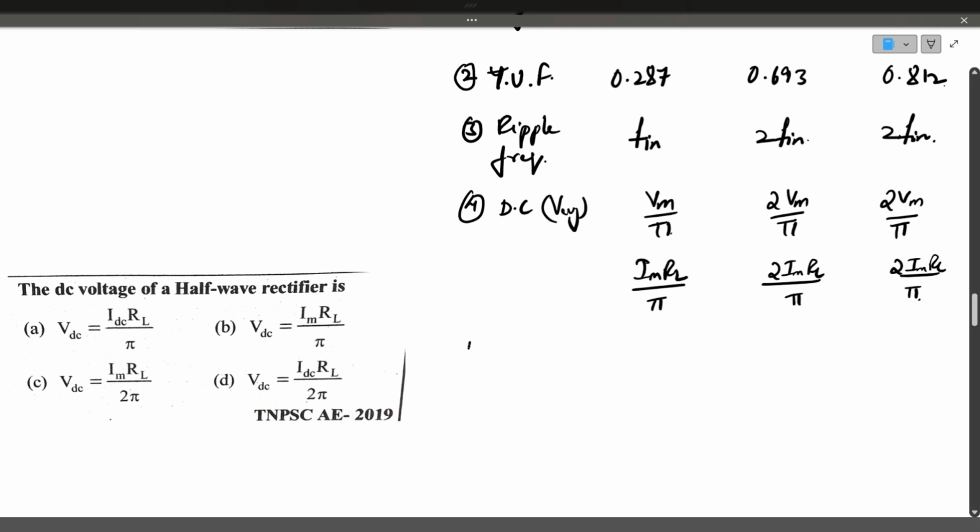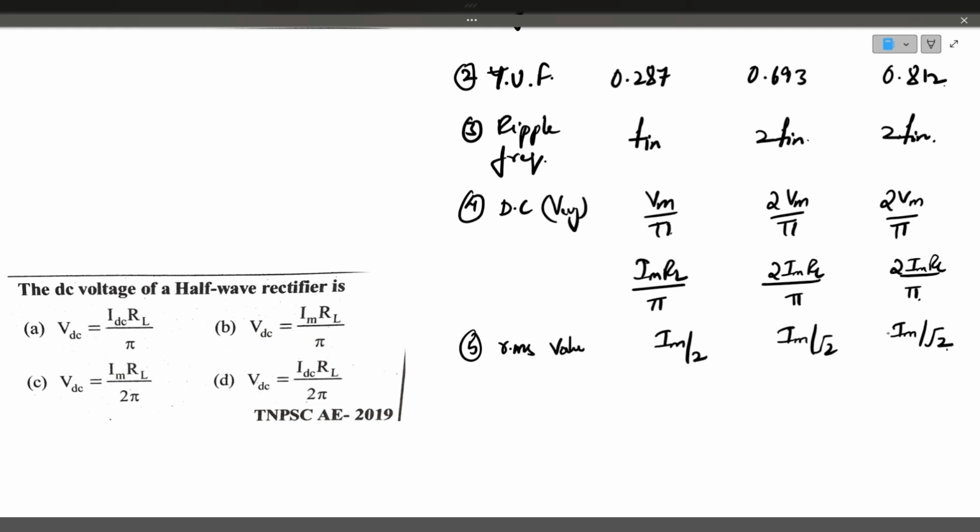Next comes RMS value. For full wave rectifiers, it is Im by root 2. For half wave rectifier, it is Im by 2. So from this, we can tell the answer is Im RL by pi. The answer is option B.